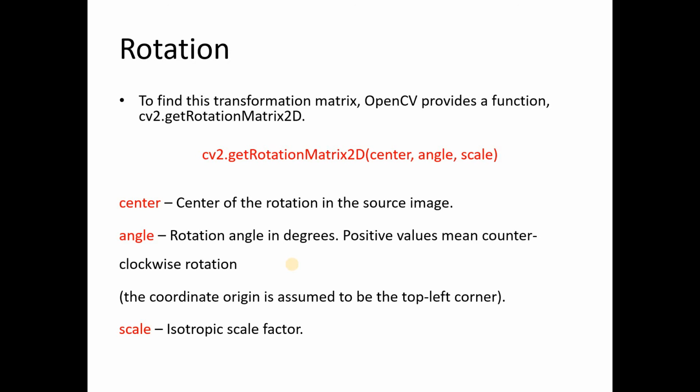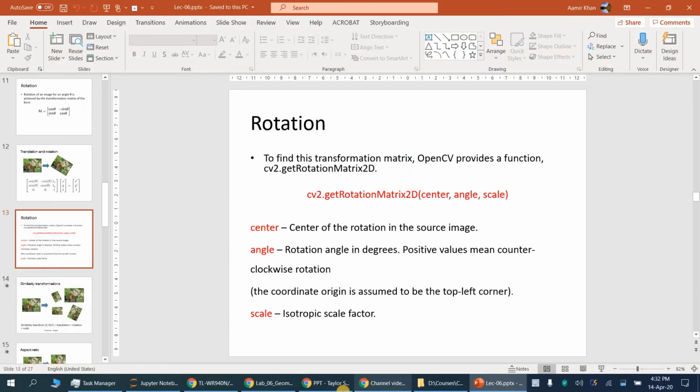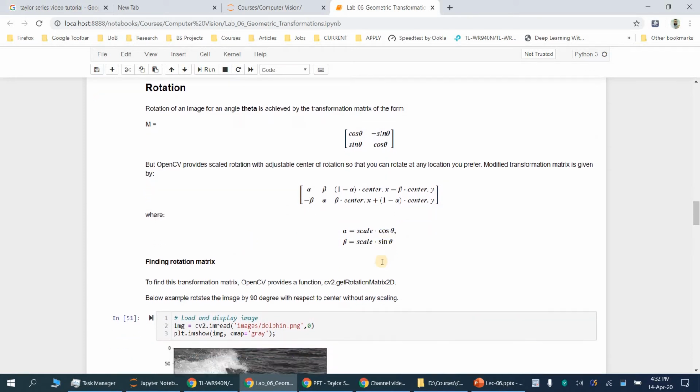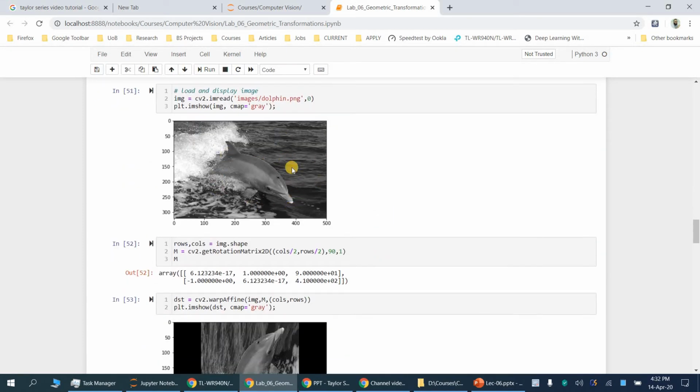For rotation, I forgot to mention before, we will not build the affine matrix by hand. Let's go to the lab side and I will show you. Let's say you have this dolphin image. You will use the same warpAffine, but remember, warpAffine has three inputs: the image, the transformation matrix, and the output size.